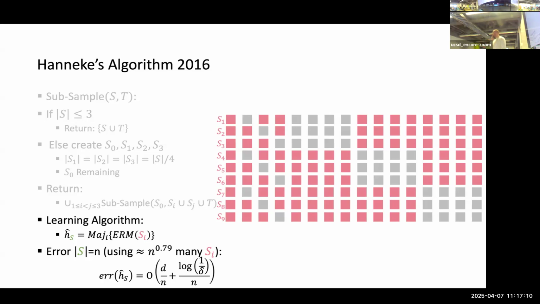How do you split into S0? You just, so you see the data is basically, I guess it's IID, so you just partition the first quarter, the next quarter, the next quarter, and the last quarter. Yeah, so nothing special there. Okay.